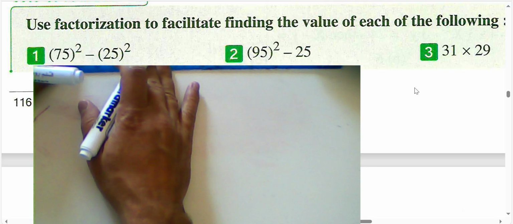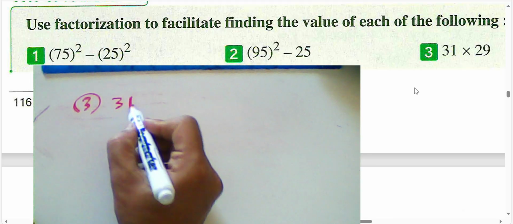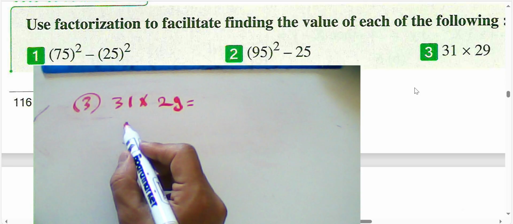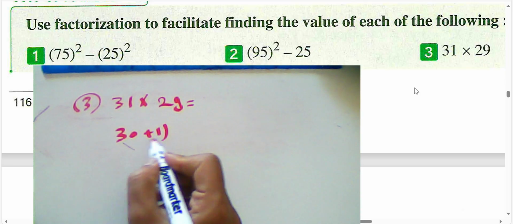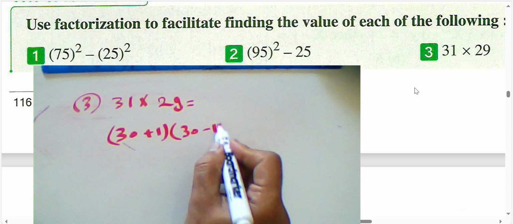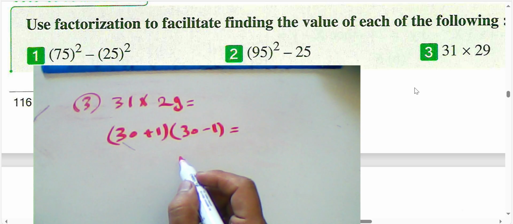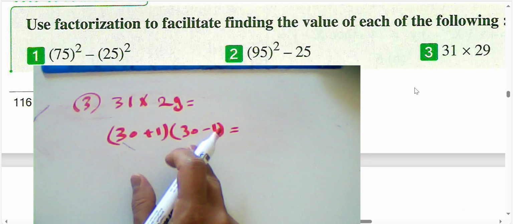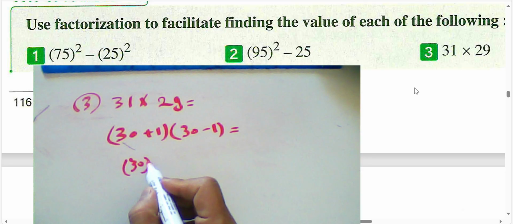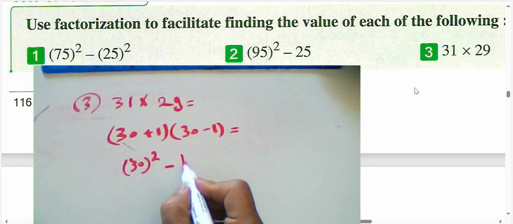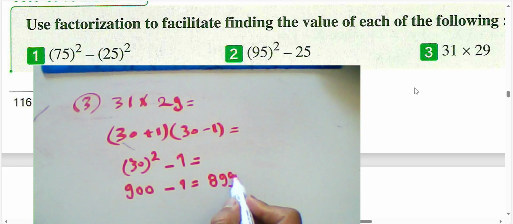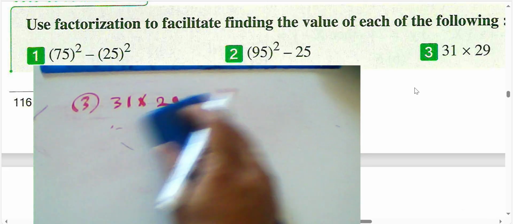Question number 3: 31 times 29. 31 equals 30 plus 1, and 29 is 30 minus 1. Okay, it means what? 30 times 30, 30 times itself, and 1 times 1. 30 times 30 equals 900. Subtract 1 equals 899. It's the difference between two numbers.